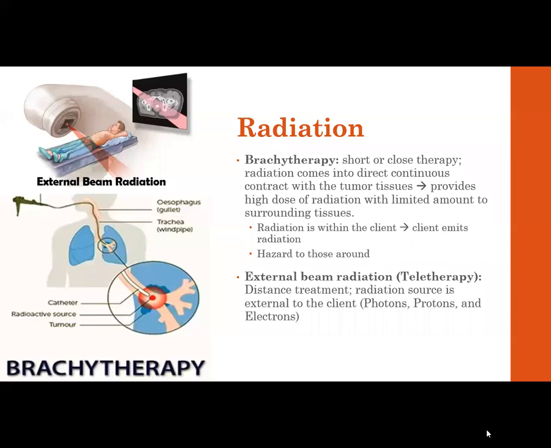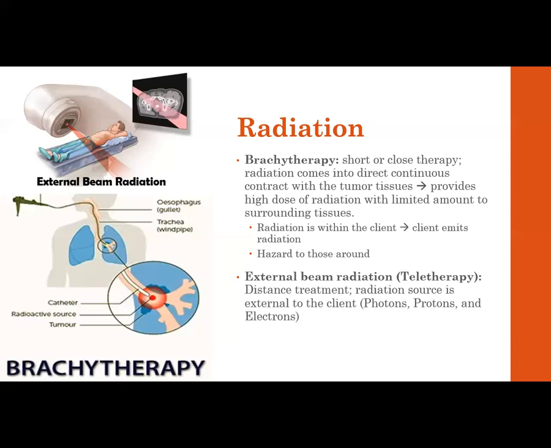Okay, so we've got two different types of this radiation, and I kind of split the slides to talk about basically our internal radiation versus external. So our brachytherapy is short for close therapy. Radiation comes into direct, continuous contact with the tumor tissues, provides a high dose of radiation with a limited amount to surrounding tissues. Radiation is within the client. Client emits radiation, and it's a hazard to those around them.